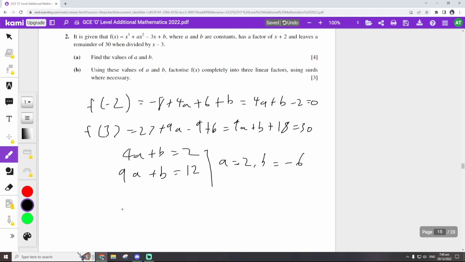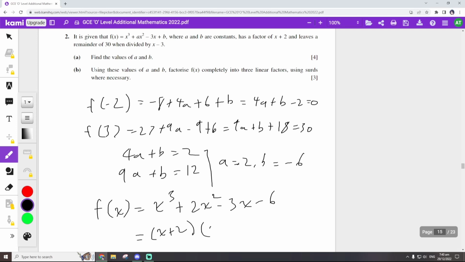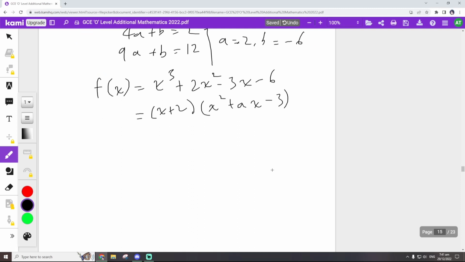Factorize f of x completely into three linear factors. This is x cubed plus 2x squared minus 3x minus 6. If I factor this, I'll get x plus 2, and something of the form x squared plus ax, and then compare the constant terms, 2 and minus 3, so you get the negative 6. Oh, I should probably not use a, because we already have a, right? Let's call this p.